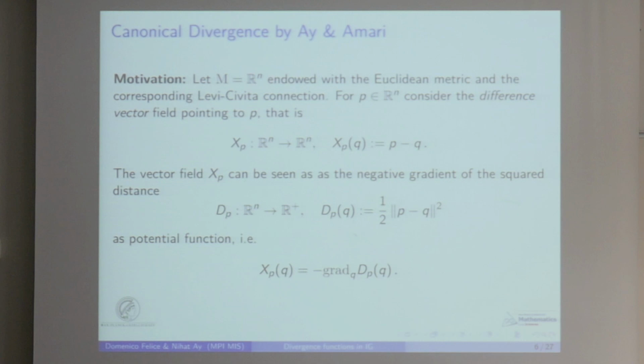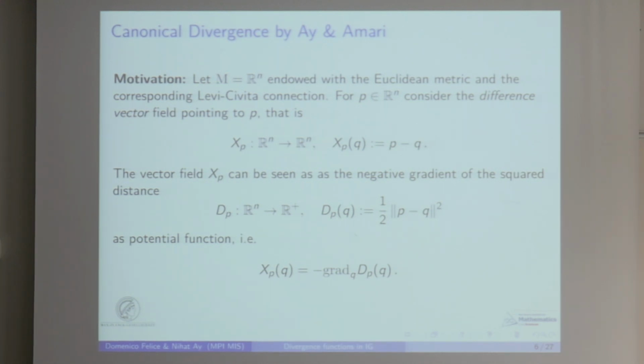Along this line, one proposal for the definition of a canonical divergence was put forward by Nihat and Amari. The motivation of the definition of this divergence function is the following. Let us start with a very simple example. Consider a real vector space endowed with the Euclidean metric and the corresponding Levi-Civita connection. In this case, one half the squared distance between two vectors is a potential function of this vector that we call here the difference vector.